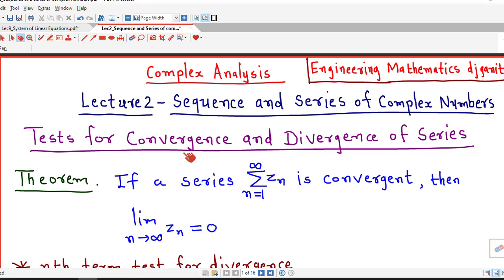So we just recall that an infinite series is convergent if its sum is finite, and the formal definition is: an infinite series is convergent if the sequence of its partial sums is convergent. So we start with this result. This result says that if a series of complex numbers sigma zn is convergent, then the limit of the nth term of this series is always 0 as n tends to infinity.